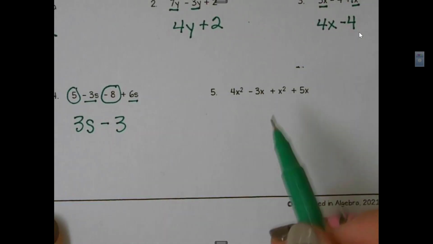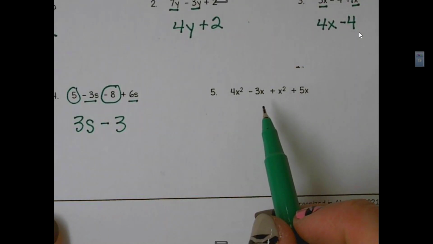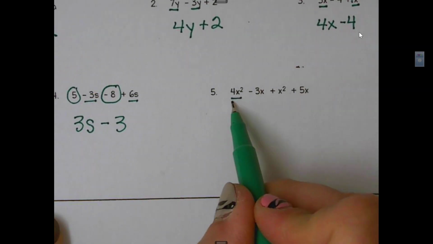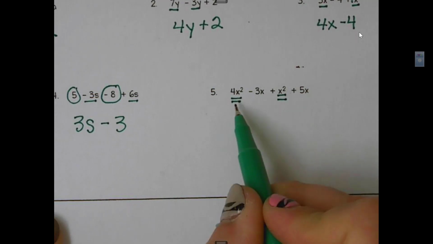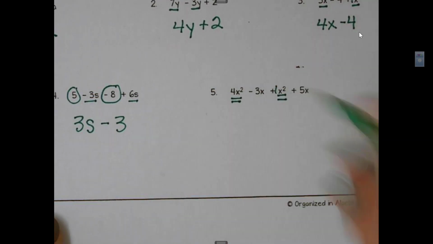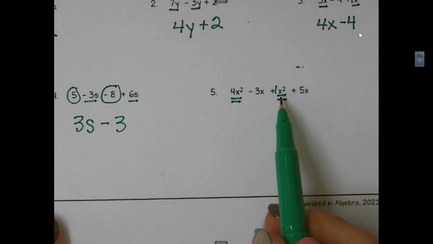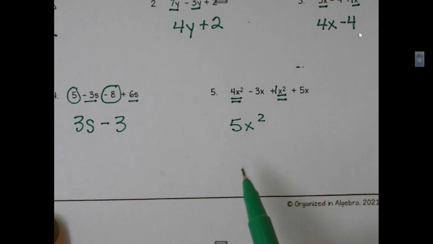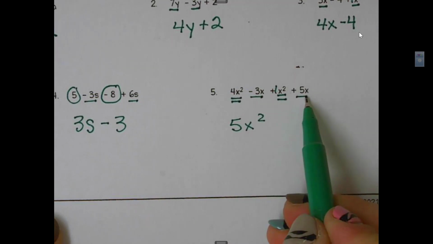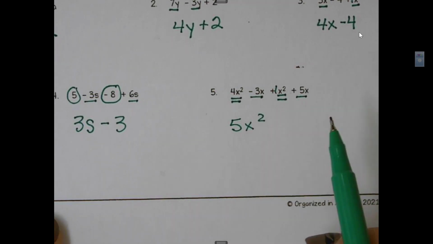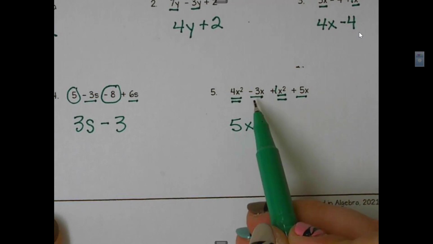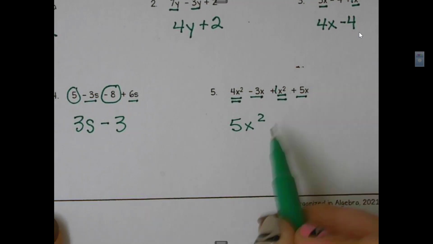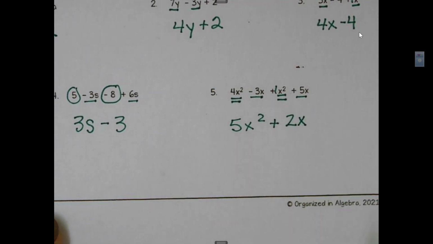Last example. Now I have some x squareds and I have some x's. I like to do a double line because it's to the second power. Don't forget about that invisible 1. 4x squared plus 1x squared is 5x squared. Negative 3x plus 5x. Again, those are opposites, so I have to subtract them and give the sign of the number that's furthest away from 0. I know 5 is further away from 0 than negative 3. So my answer is going to be positive 2x.